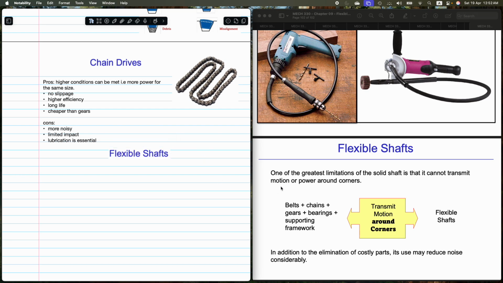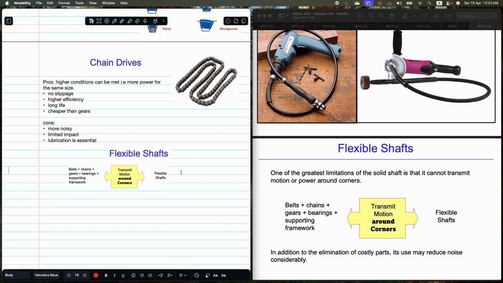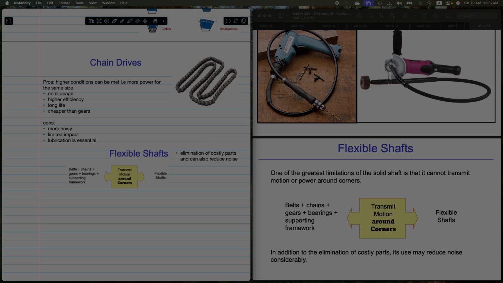One of the greatest limitations of a solid shaft is that it cannot transmit around corners. Belts, chains with gears with bearings supporting the work can transmit around corners, or we can just use flexible shafts. Instead of using all this, we can just use flexible shafts here. In addition to elimination of costly parts, it may also reduce noise considerably. Cool, all right, let's stop it here.